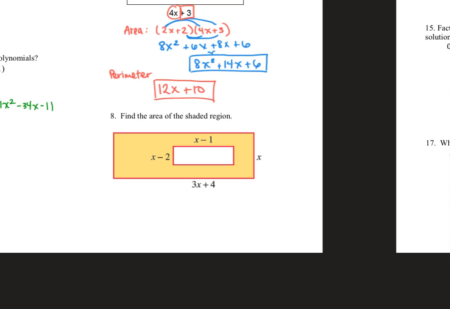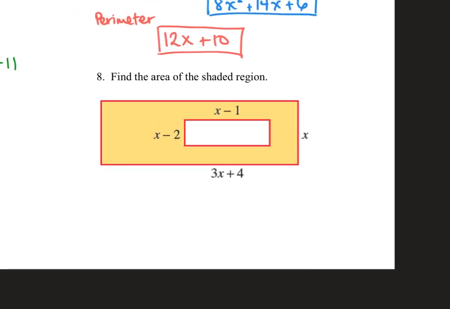All right, the next problem is number 8. We're finding the area of the shaded region. So in order to do this, we're first going to find the area of the larger shape. And then we're going to find the area of the smaller shape. And since we're just looking for the shaded area, we're then going to subtract them. So looking for the larger area, we're going to multiply x times 3x plus 4. So using distributive property, this is 3x squared plus 4x.